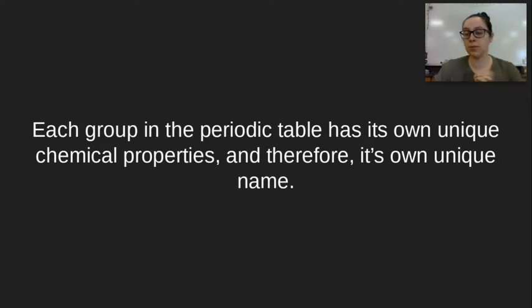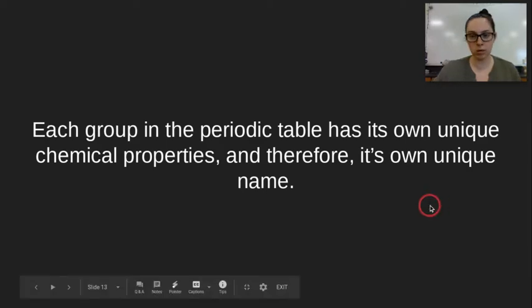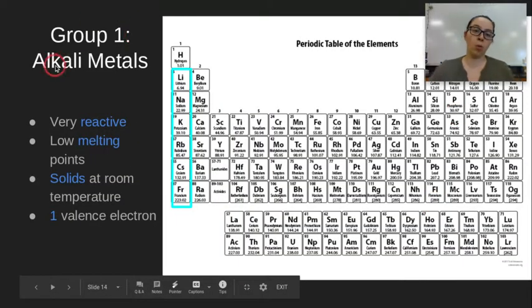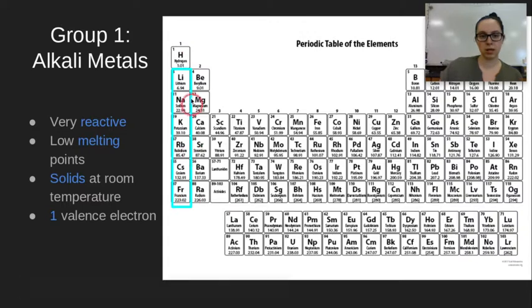And so some of these will sound familiar already to you, but we never talked about properties. So let's dive in. We have our group 1, which is our alkali metals right here. Nice and pretty. They're very reactive. If you put these in water, explosions, huge explosions.